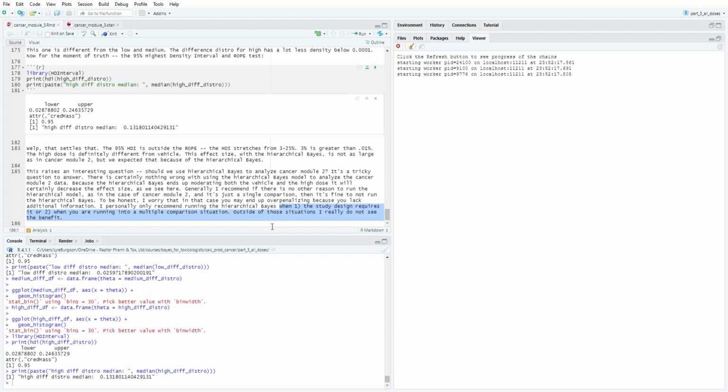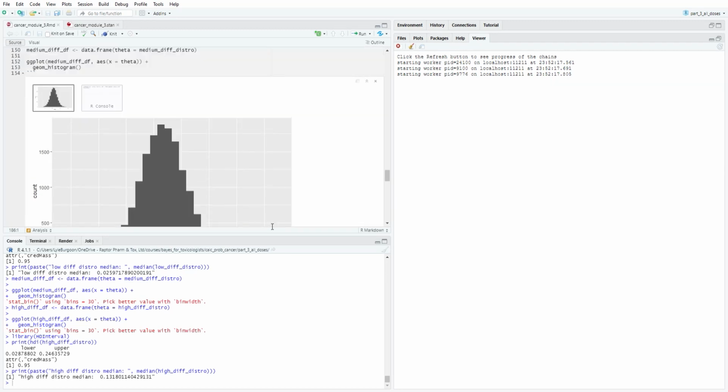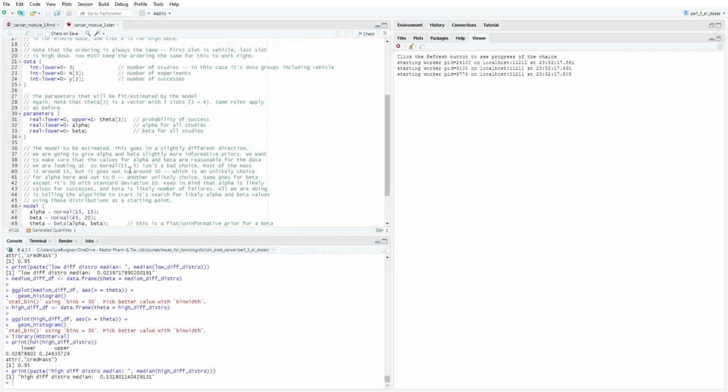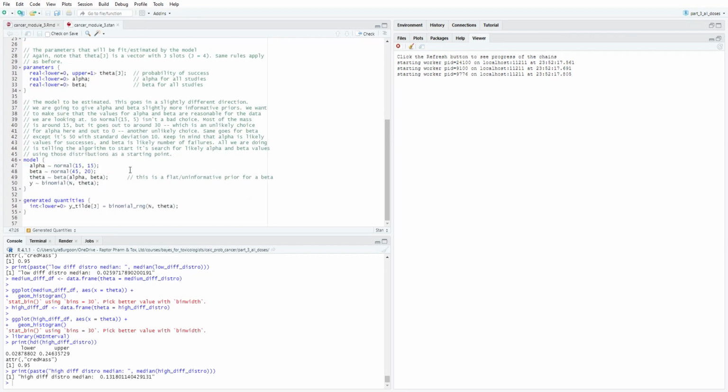That is the only other time I'll run a hierarchical Bayes. So there you go. Hopefully this was informative for you. I think it would be very instructive and very useful for you to compare Cancer Module 3's code to Cancer Module 2, and pay attention to the differences and the similarities.